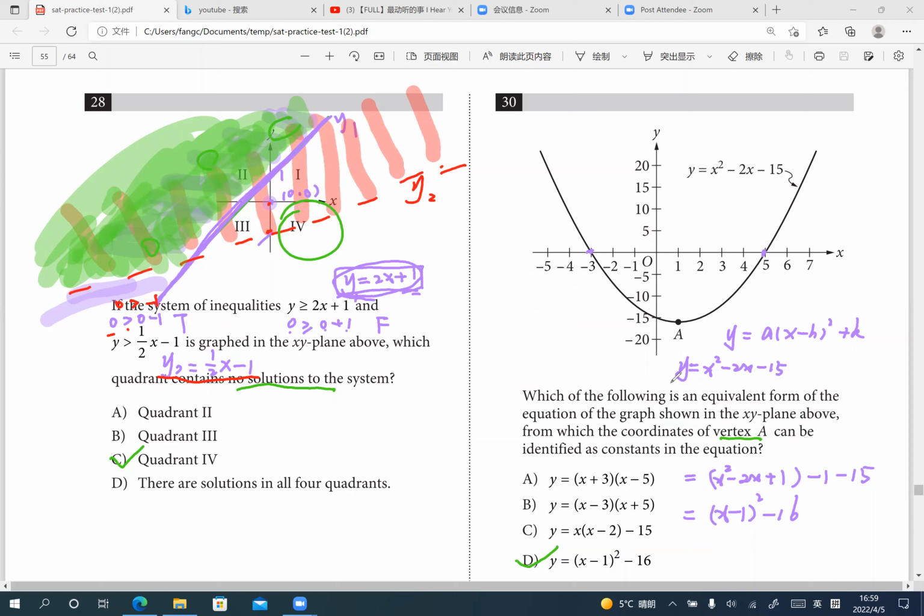The equation is y equals x squared minus 2x minus 15. Here we can use a technique called completing the square. So now I think you can notice that I add 1 to x squared minus 2x to complete a square. This is a perfect square, x minus 1 squared. And because I add 1, I need to subtract 1 to offset the change. So minus 1 minus 15 is minus 16. So option D is the correct answer.